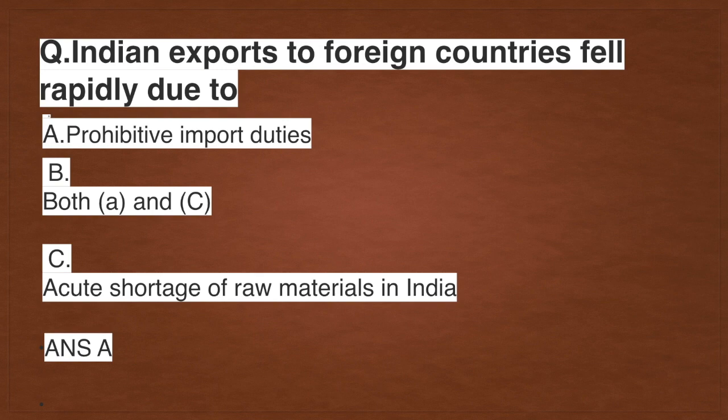More import duties were imposed in Britain on Indian goods to discourage Indian exports. A prohibitive tariff discouraged Indian exports. These prohibitive tariffs extended up to 500% on Indian goods. Hence, Britain completely wished to keep Indian goods out. Hence, the correct answer is option A.